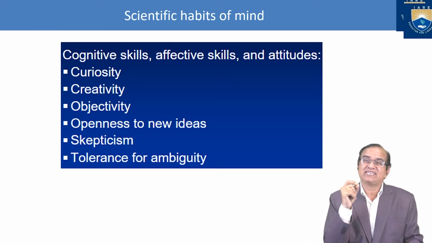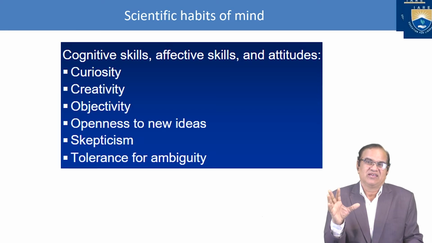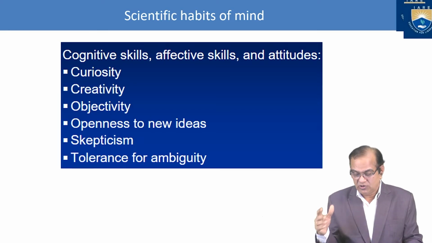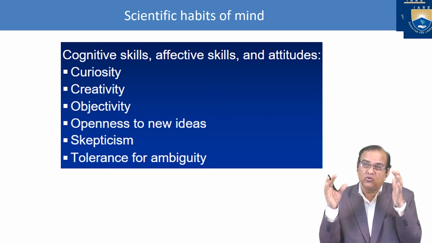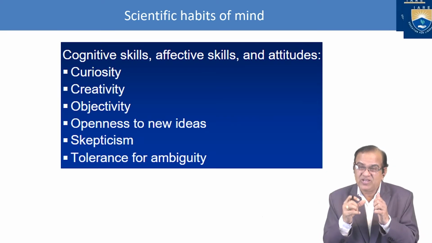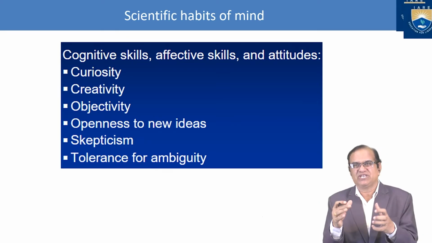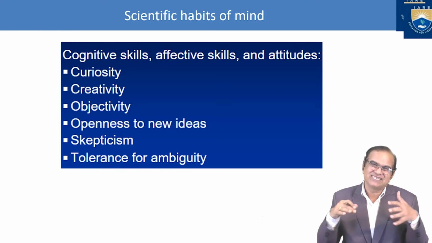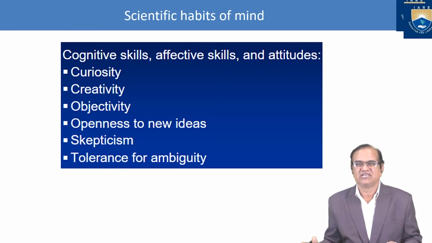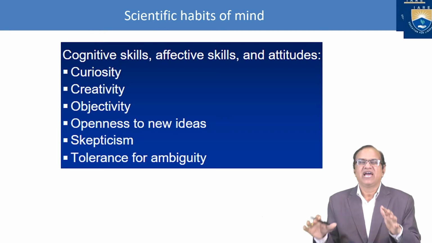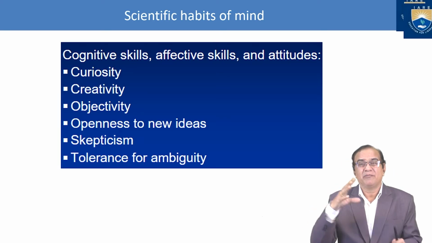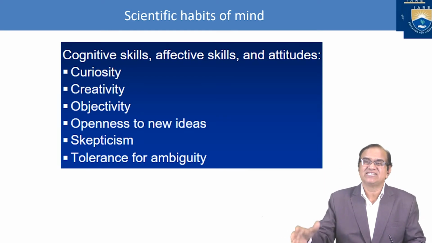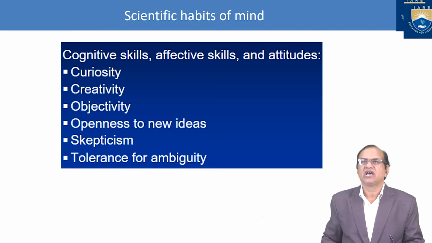The mind also has skepticism and tolerance for ambiguity. Your mind should be able to bear ambiguity. If any conflict is there, try to tolerate it. Don't just create more ambiguity. Try to observe it, and then you take the decision. The mind should be able to take the decision of what type is required.